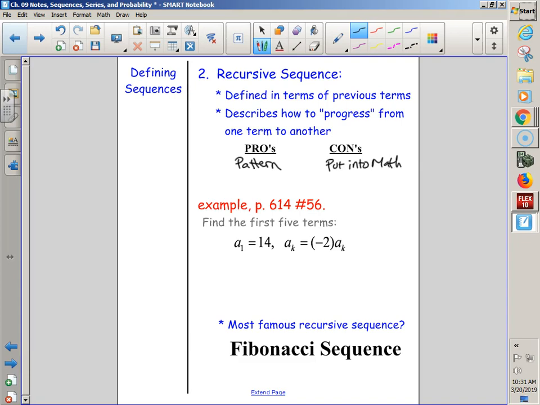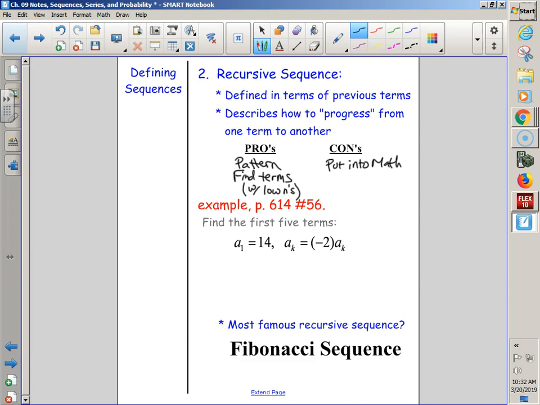Pros is that if you find the pattern, you can find terms with low end values. Like, you give me the first 4, I can find the 5th and the 6th and the 7th really fast. I'll just keep doing the pattern.